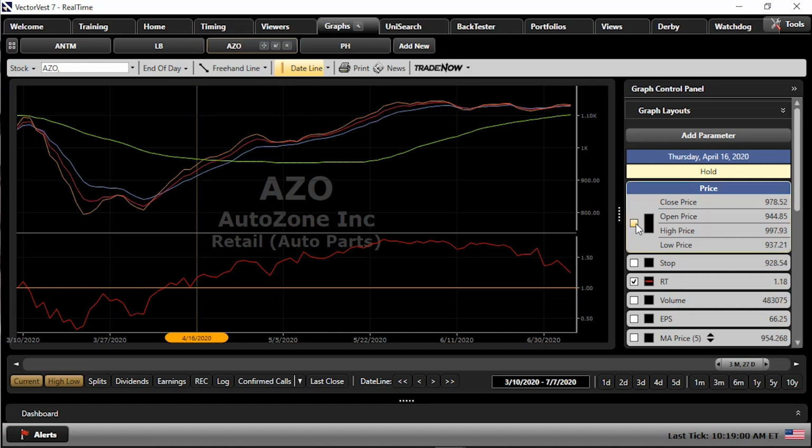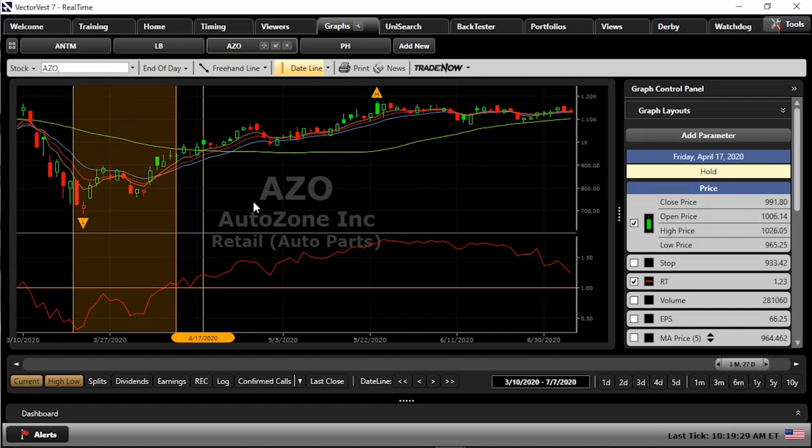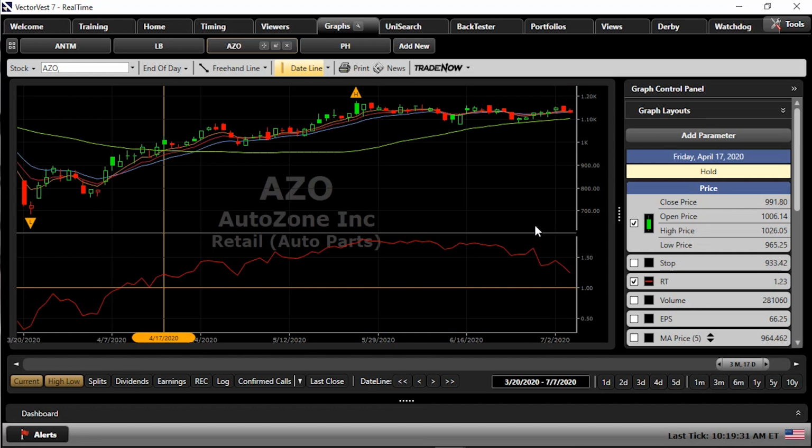I want to make sure those 3 moving averages are separating. They are. Relative timing above 1 and moving higher. It is. Our entry was the following day on confirmation, and we entered right around $1,000 or so. Now it opened at $1,006, and we were able to ride that. I'm going to zoom in all the way up to about $1,178.